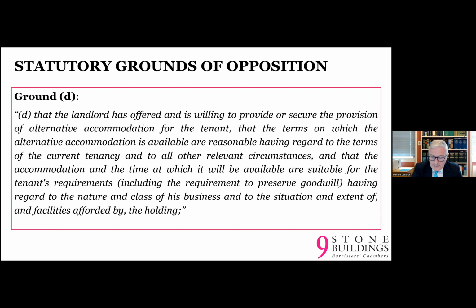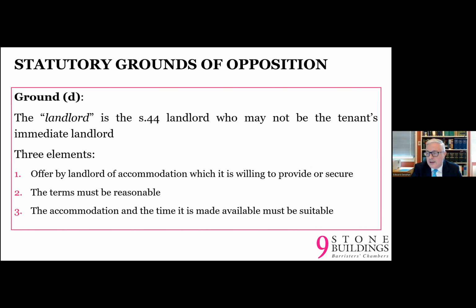The landlord, again, is a section 44 landlord who may not be the tenant's immediate landlord, and I've described in the notes who that person is, as I've previously said. There are three elements in ground D: an offer by the landlord of accommodation which it's willing to provide or secure. It must be on terms that are reasonable, and the accommodation and the time it is made available must be suitable.